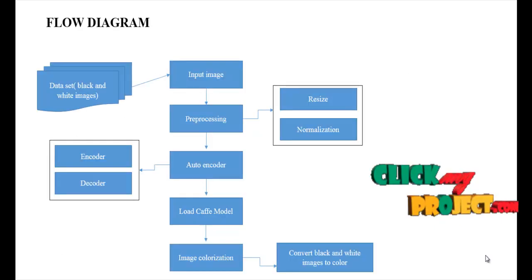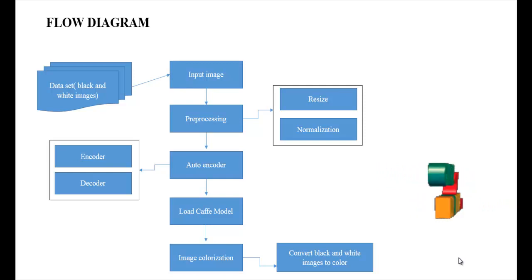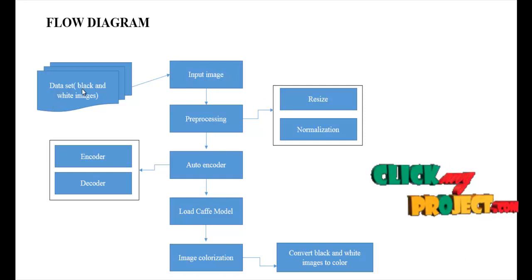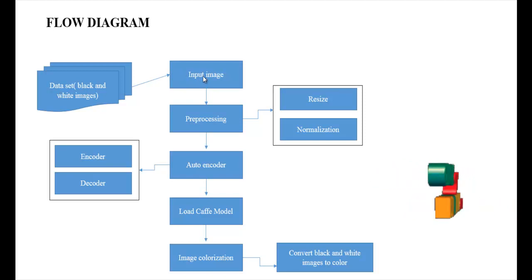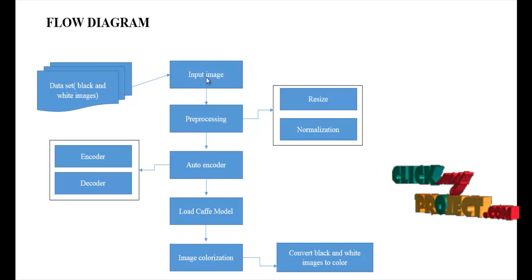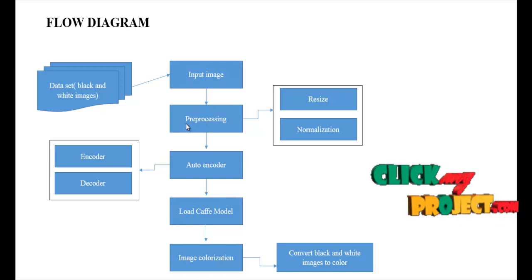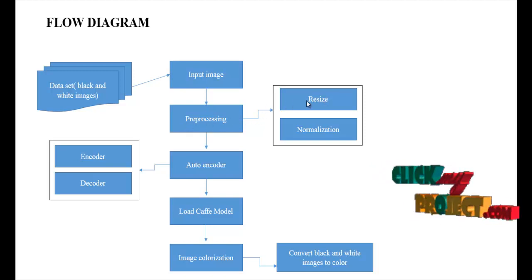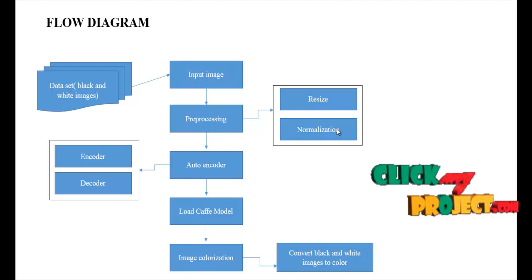Now we are going to see the flow of our process. First, we have to take the dataset that contains the black and white images. First, we have to take one input image. Then we have to apply the pre-processing step. In this step, we have to use image resize and image normalization.